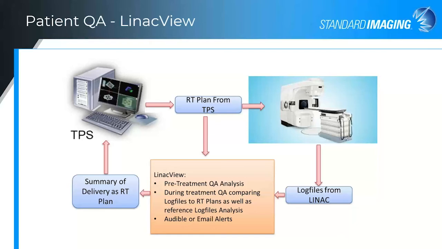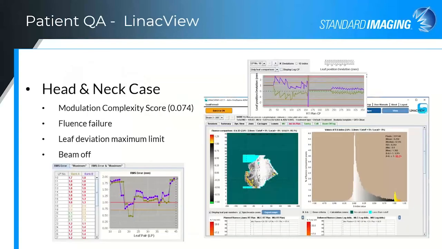The overview of the workflow of that software is here. You have an approved plan that is exported both to LinAc and to LinAcView. And then LinAcView is watching when it receives an RT plan. Log files are generated. Delivery of that plan will automatically be associated with the plan and analyzed each time the plan is delivered.